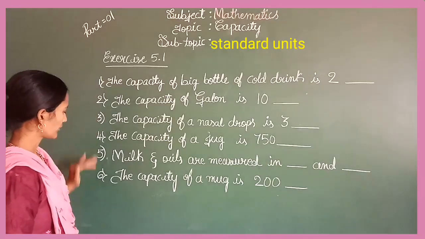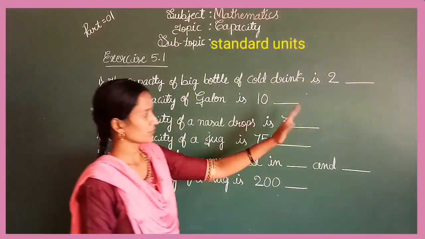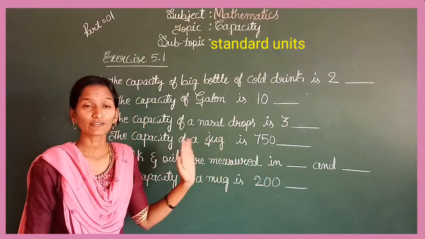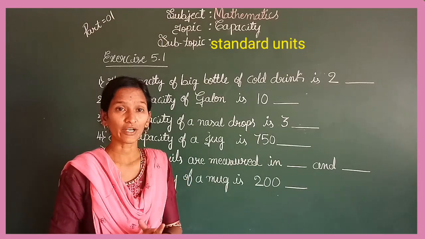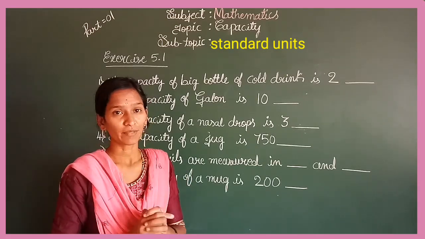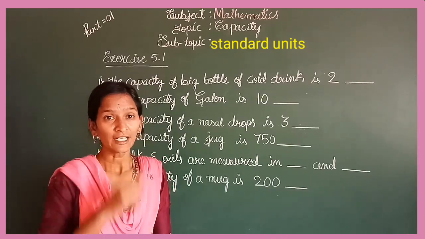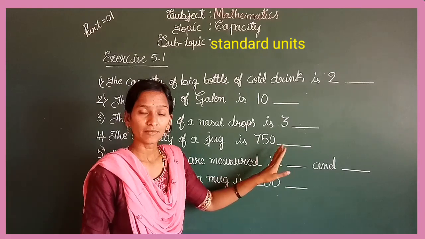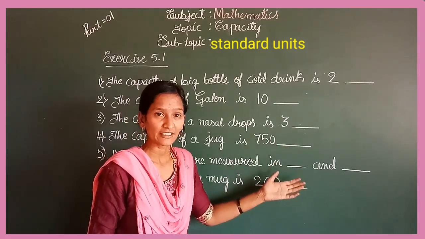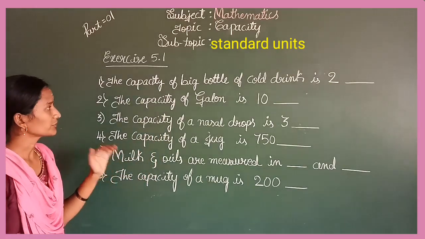So here the total number of questions is 6, right? In front of this they give space. So here you have to fill L or ml. Already you know the largest quantities of liquids are measured in liter and the smaller quantities of liquids are measured in milliliter. So here you have to write liter or milliliter, whichever is suitable for the question, right? So come to the first one.